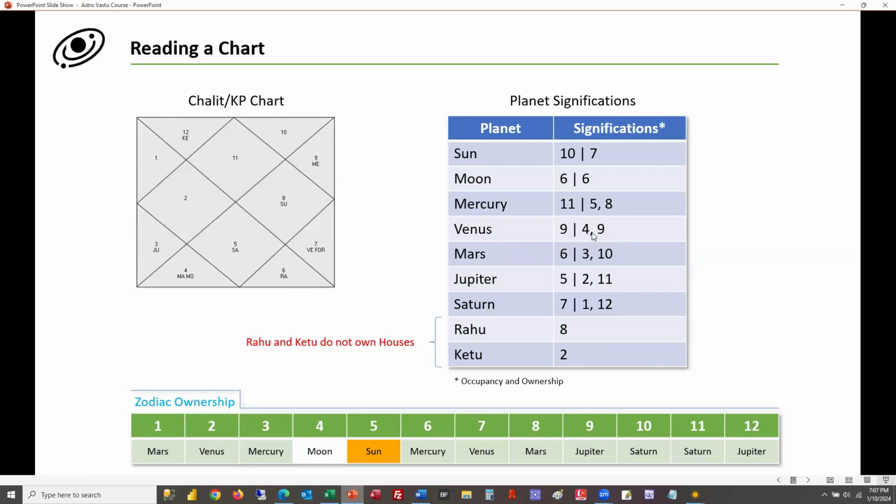I have written 9 again. For the sake of practice, you can do that. But later on, you will just say 9 and 4. You don't have to repeat again. You can just say 9 and 4. It is in the 9th house and owns the 4th house.